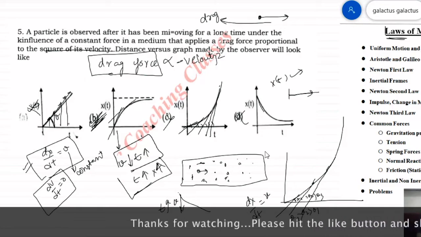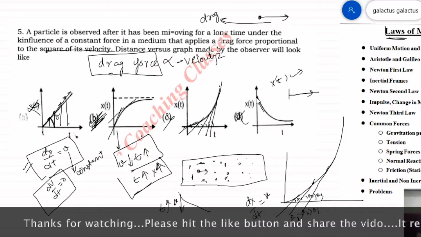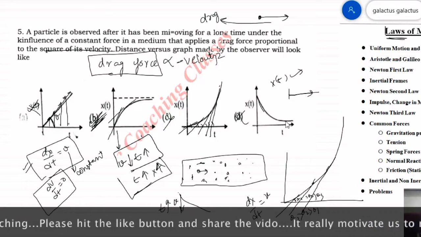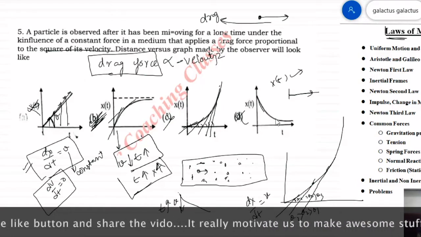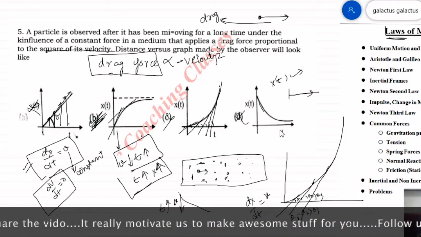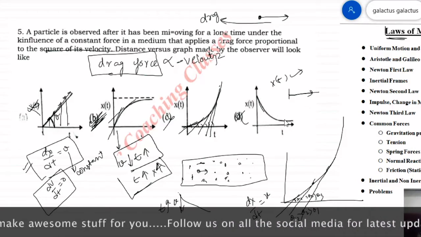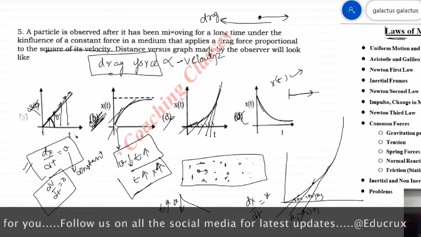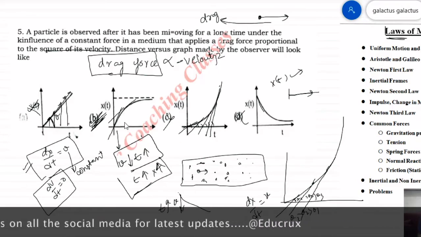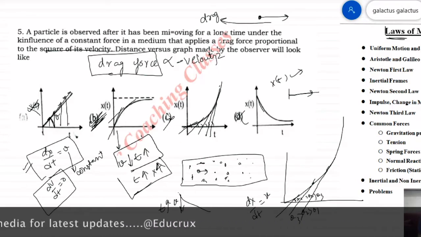We eliminated option D because distance is decreasing with time, but that cannot be the case because in our general day-to-day life, the distance always increases with time. So we are just left with B and C, and we eliminated C because the slope of this graph increases with time, and the slope of the x-t graph is the velocity.